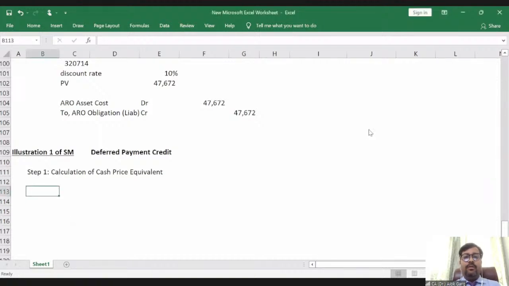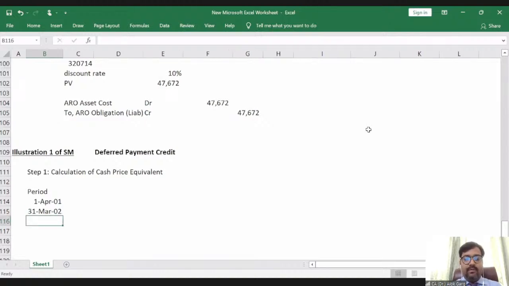First of all, just put the year or period. Let's say period. So what is the date? 1st April 2001, right? Then 31st March 2002, right? Then 31st March 2003, right? So, the beginning, the end of the first period, and the end of the second year.